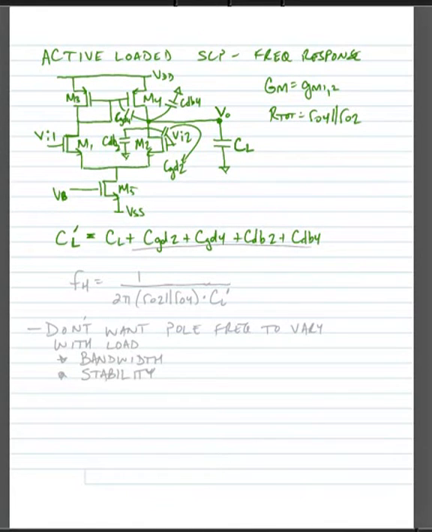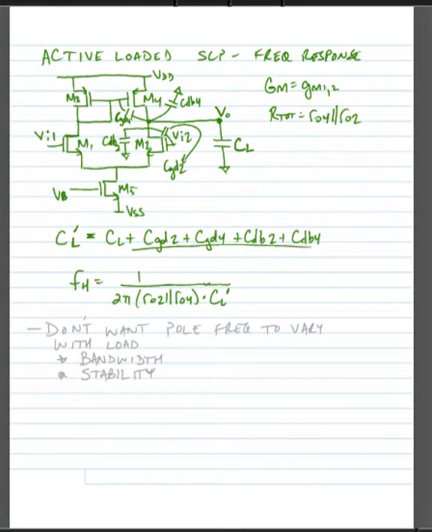Now, making the dominant pole assumption, we would just say that our high frequency pole, f_H, is equal to 1 divided by 2 pi times RO2 in parallel with RO4 times CL prime, this total capacitance term that we just found.